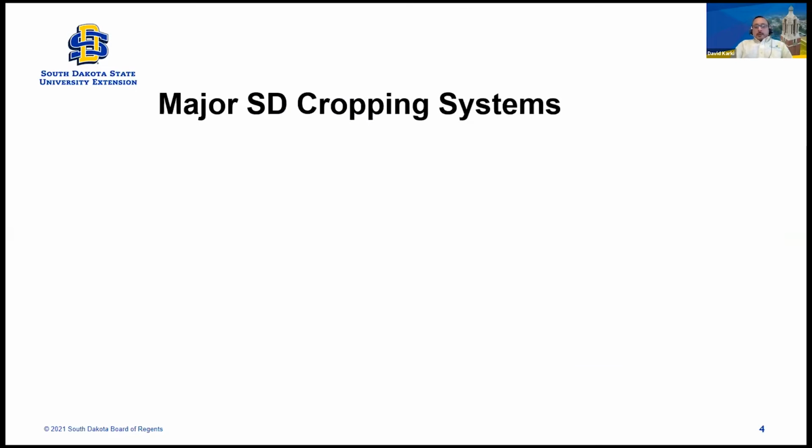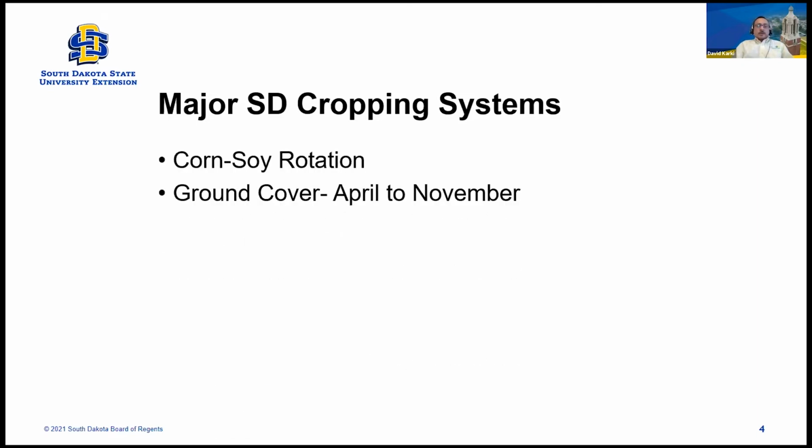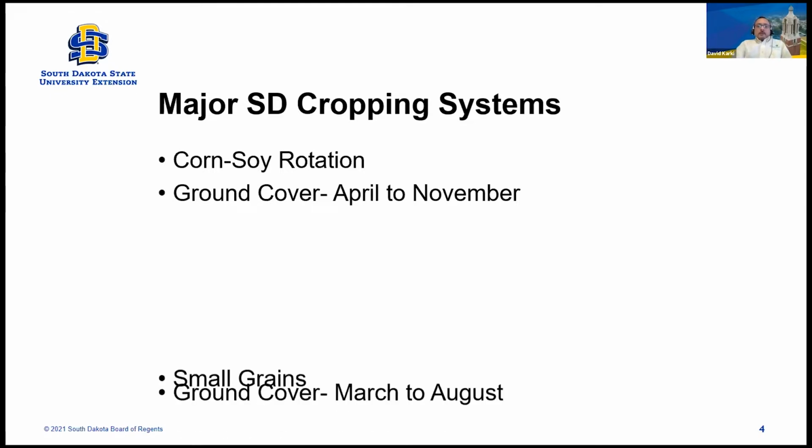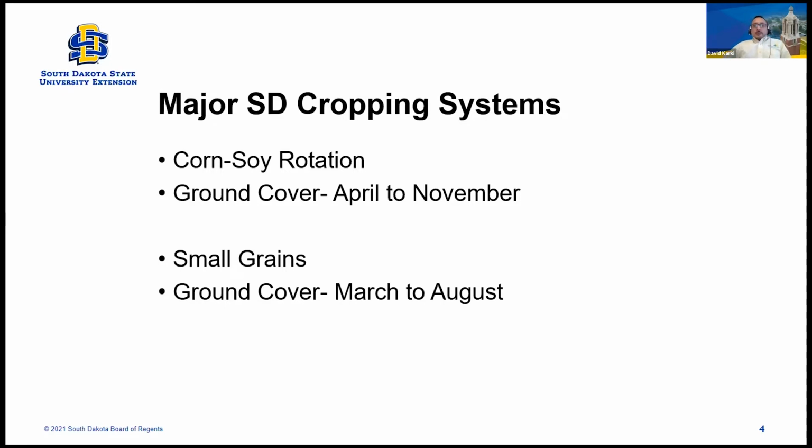So last couple of slides, we talked about the general definition and philosophical reasons for adopting cover crops. Now, looking at our environment in South Dakota, we have two major cropping systems. One is predominantly corn and soybean in some parts of the state. In a corn-soybean rotation, give or take, the ground cover will be from April to November, early planting, late harvest.